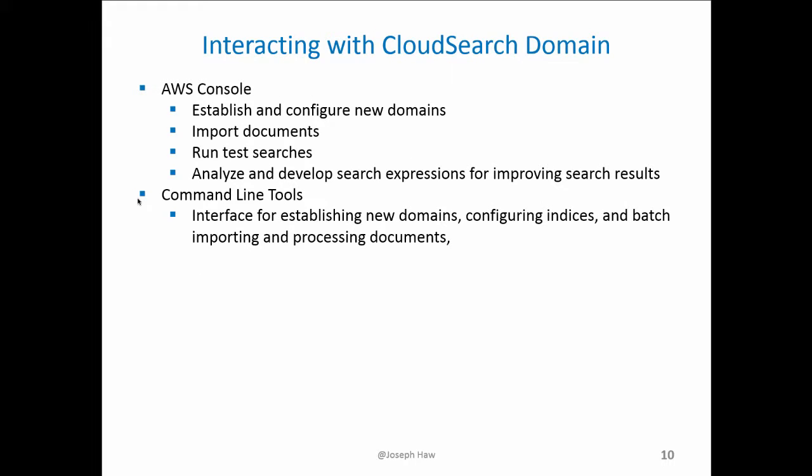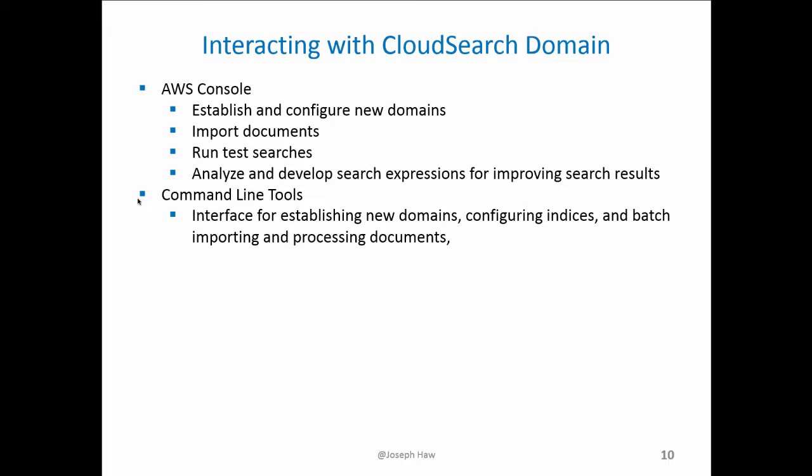There are a couple of ways that we can interact with our CloudSearch domain. We can obviously use the AWS console. From here we can establish and configure new domains. We can import documents. We can run test searches, and we can analyze and develop search expressions for improving our results. We can also use the command line tools.